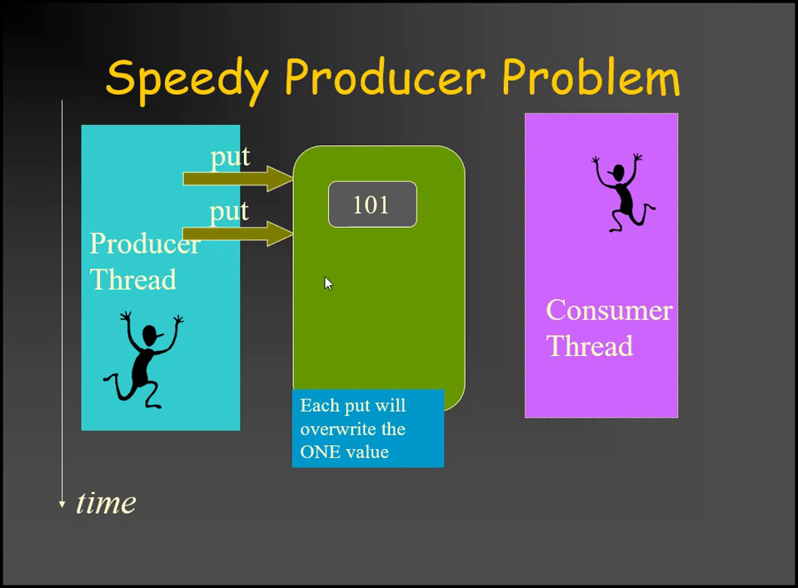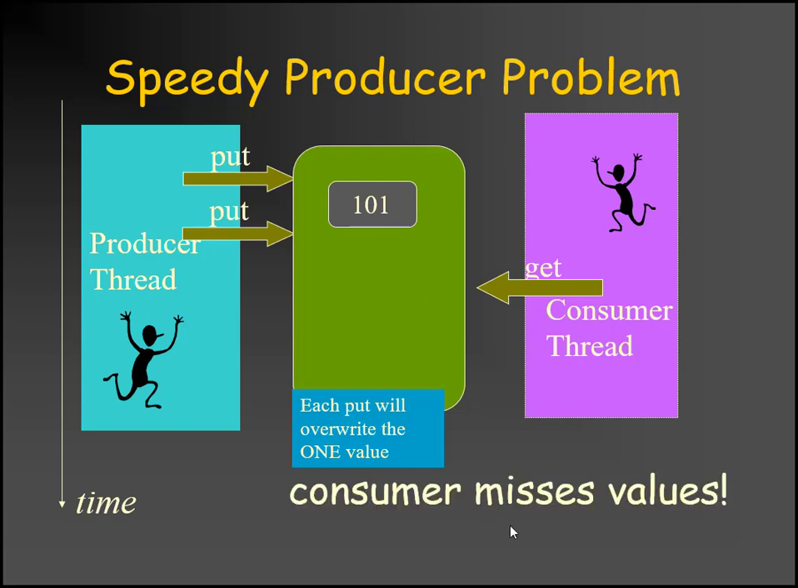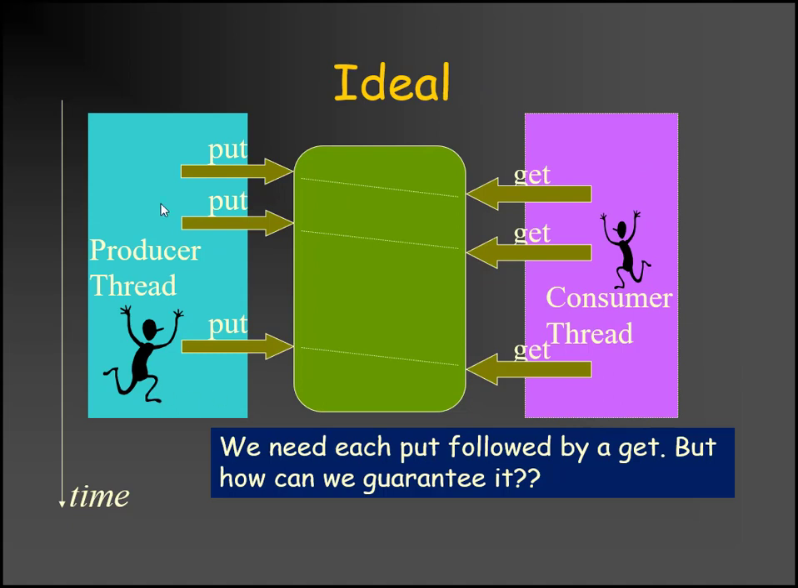Each put will overwrite the previous one, and then when the consumer comes and gets what's in there, it's only going to get the most recent one that the producer has put into the cubby slot. The bottom line is the consumer is going to miss the values. So let's look at the ideal situation. It is when the producer puts some data in, the consumer gets that piece of data out. And then the producer puts another one in, and the consumer gets one out. So we need to have each put followed by a get. And that's the challenge. How can we guarantee that?